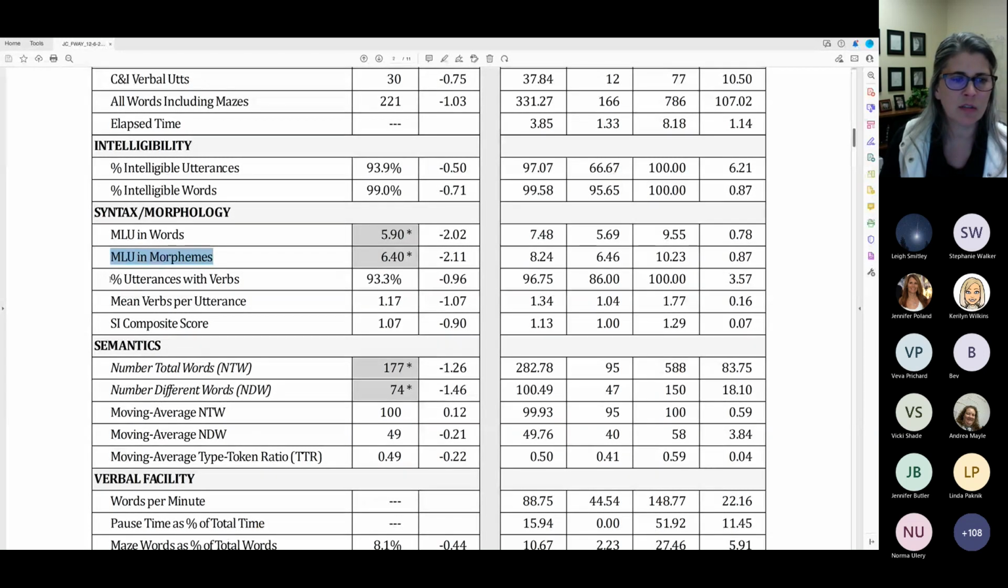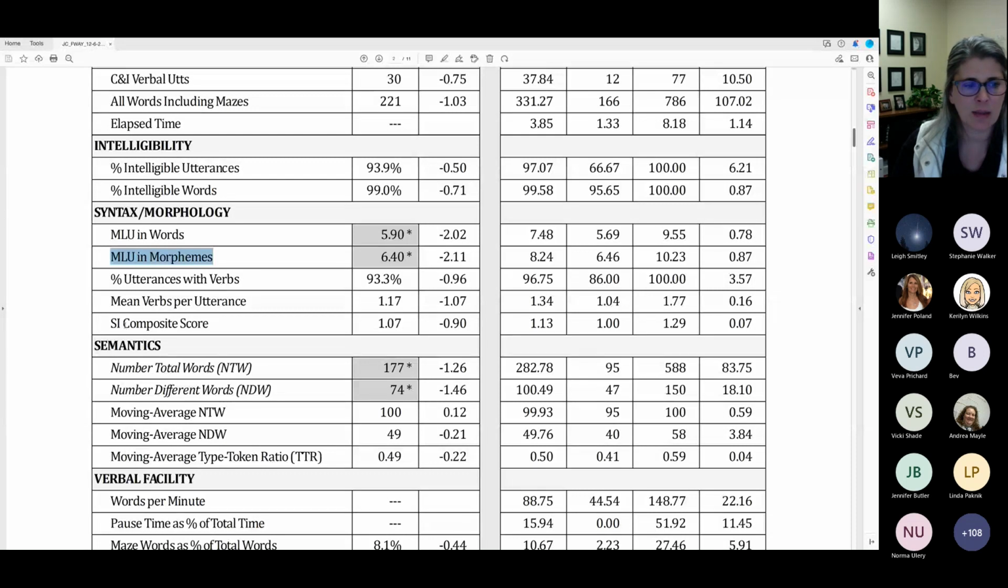We've got percent utterances with verbs. This is an interesting measure that's more recently come out as something that we want to pay attention to because kids with developmental language disorders have a lower semantic class on verbs, and so they tend to use them less often. It's also tied to sentence complexity. I don't want to overwhelm everyone, so I'm not going to go into that right now.